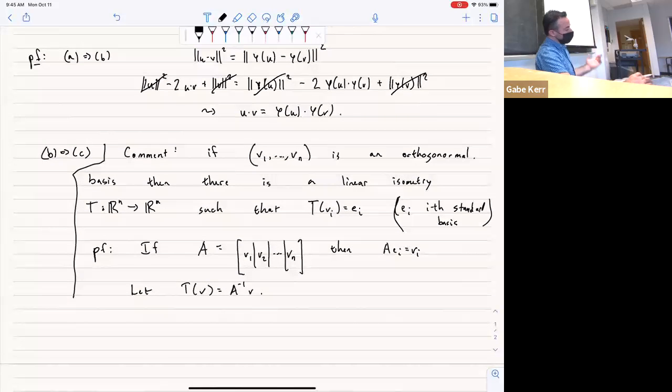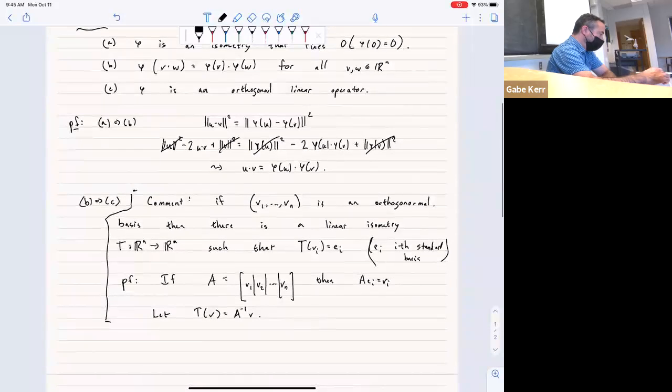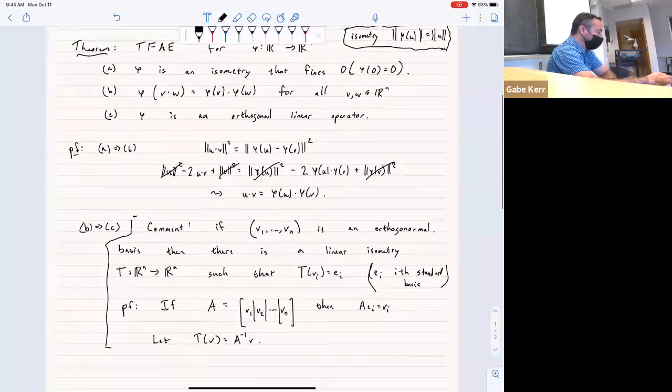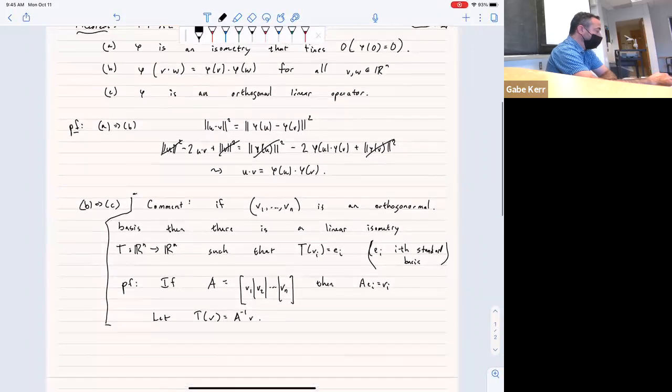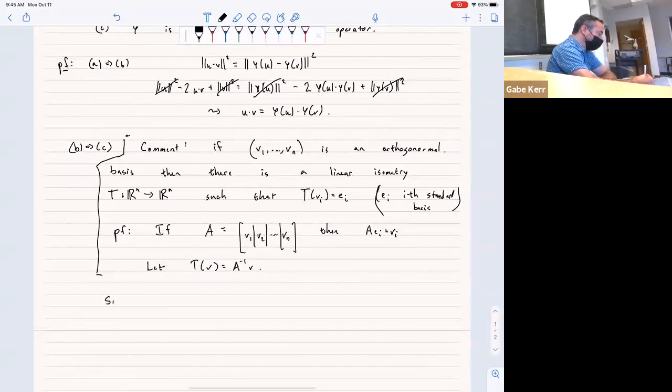Okay, guys, so this is a true comment. We can always do this. And so why do I make this comment? Well, I want to use it to show that B implies C. So remember what B is. We're going to assume that we have an isometry phi, and because of B, we know phi is going to preserve dot products. Now let's suppose phi of EI is equal to BI. So I'm just writing down the name for where phi sends EI.